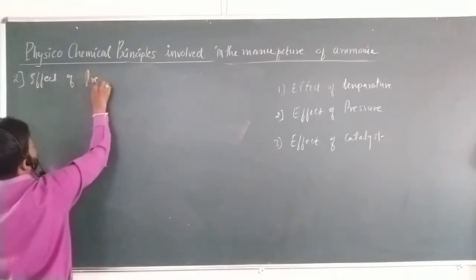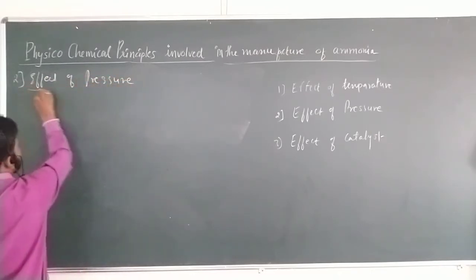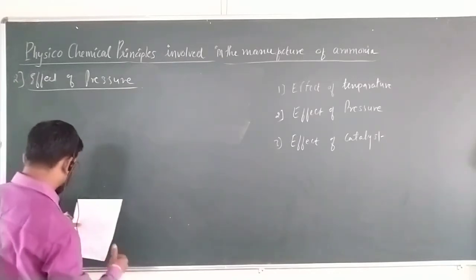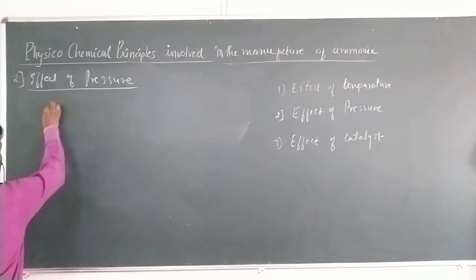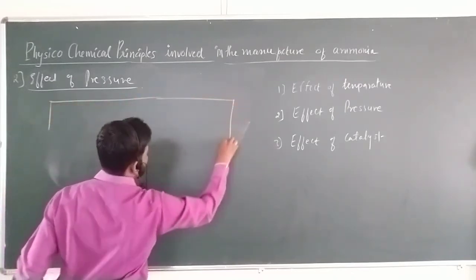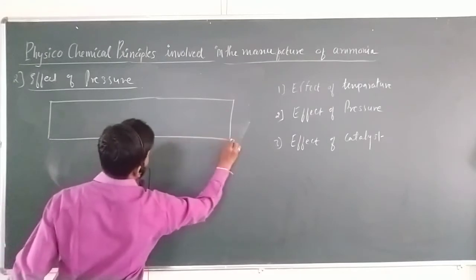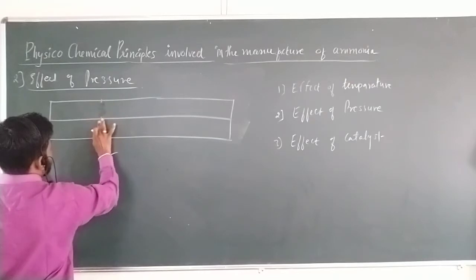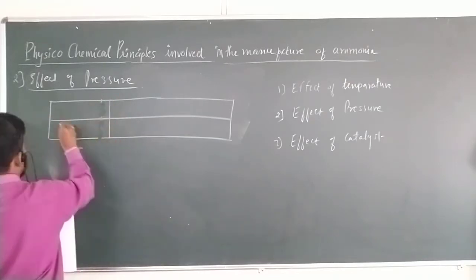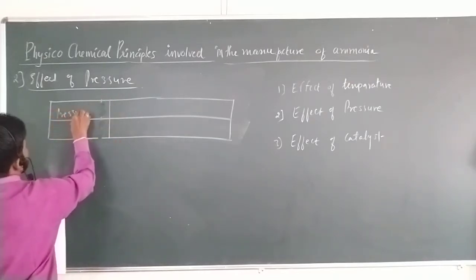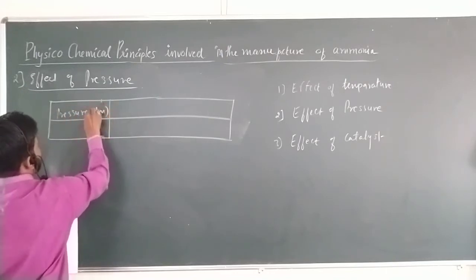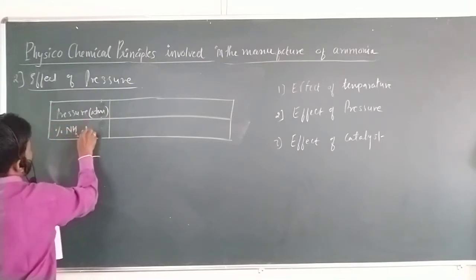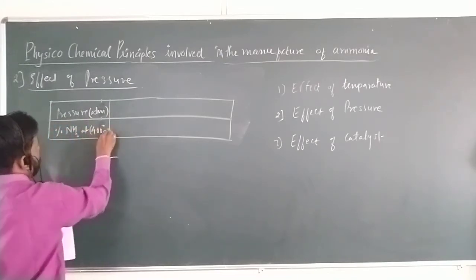Effect of pressure. Here pressure is also studied, with different pressures at a constant temperature. Here we can see the table. From this table we clearly understand how the pressure can vary at a certain, constant temperature. We can put it here: pressure in atmospheres, percent of ammonia at 400 degrees Celsius. Here the temperature is taken as 400 degrees.